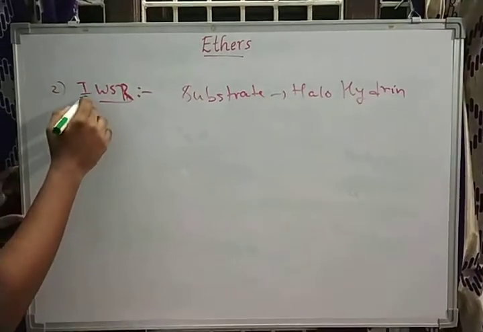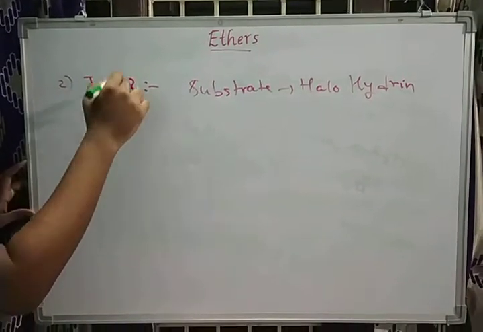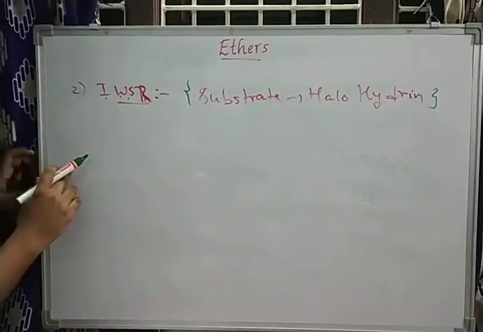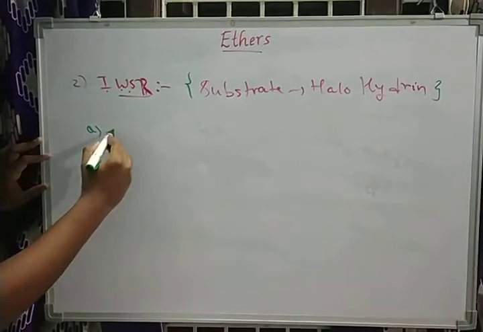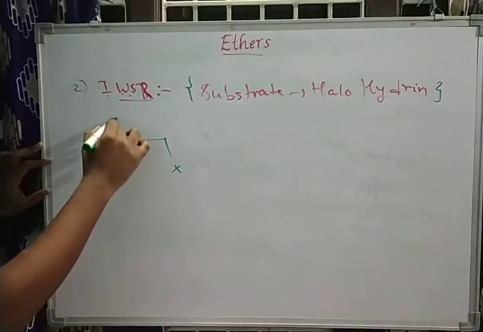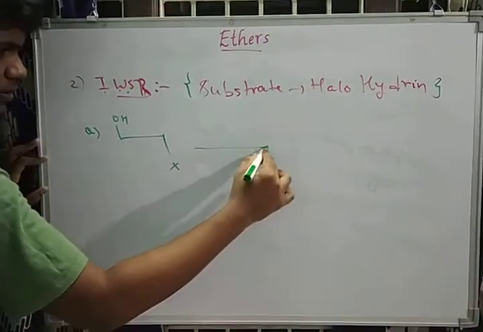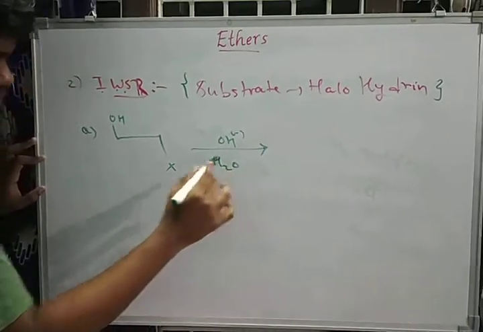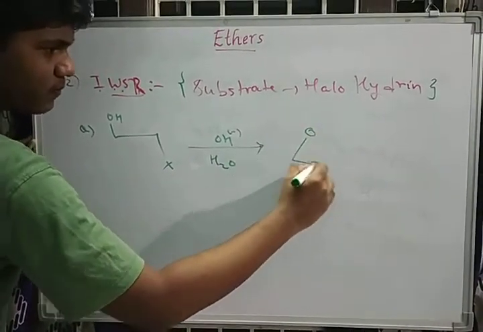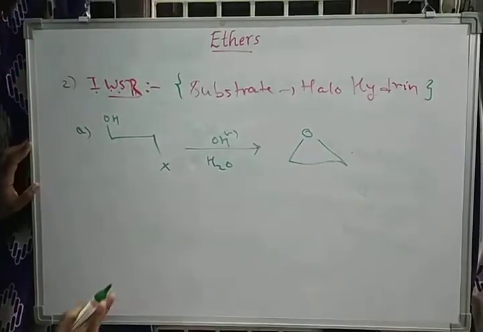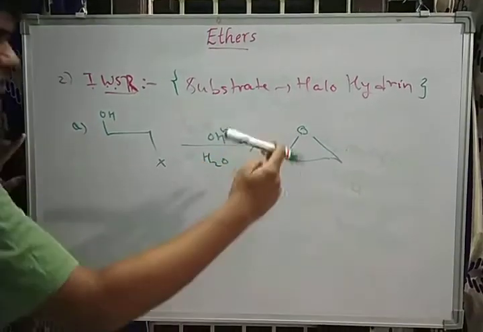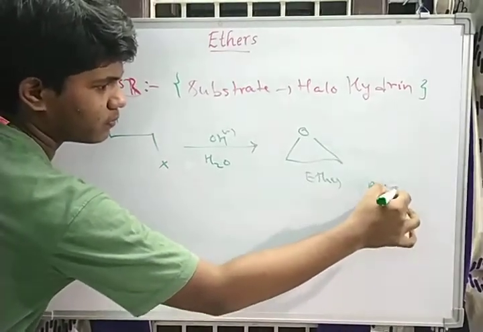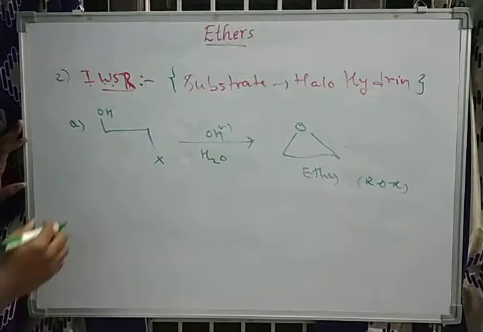Second preparation is the internal Williamson synthesis reaction. Here the substrate used is halohydrin. Let us take some examples. Initially we had taken this, in the presence of OH minus and H2O. The final product formed is a cyclic compound. It is not aromatic, but this is an ether, as it is in the form of ROR, and it is a cyclic compound.